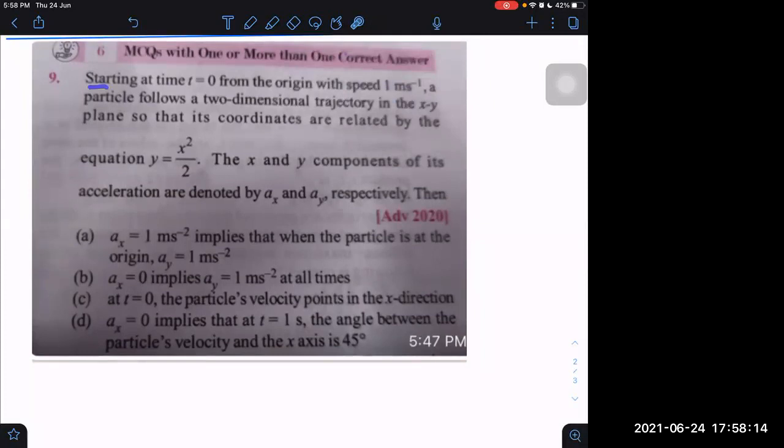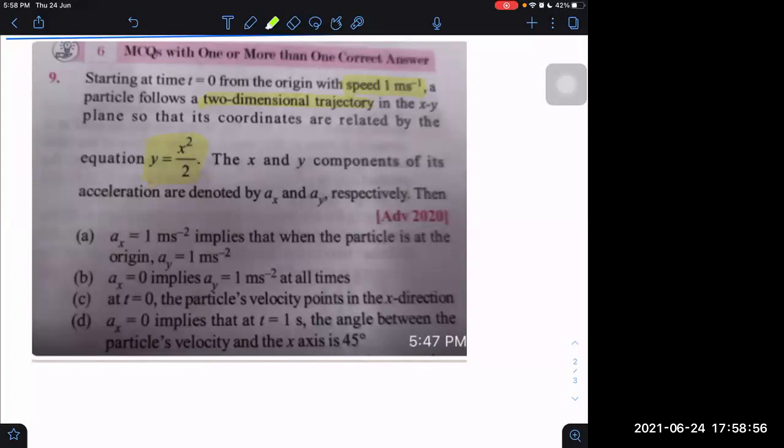Starting at time t equal to 0 from the origin with the speed 1 meter per second, a particle follows a two-dimensional trajectory in the xy plane, so that its coordinates are related by y equal to x square by 2, correct? x double dot and y double dot are the components of its acceleration. Then y double dot implies this when the particle is at origin. Okay, let us check now what is given to us. Although it is not based on graph, again, no problem. At least acceleration, etc., I can take it. Speed is 1 meter per second. Two-dimensional trajectory, xy plane. Coordinates are given by y equal to x square by 2.